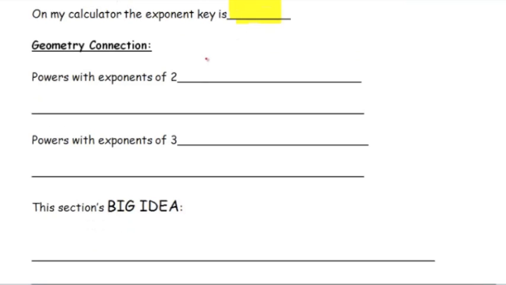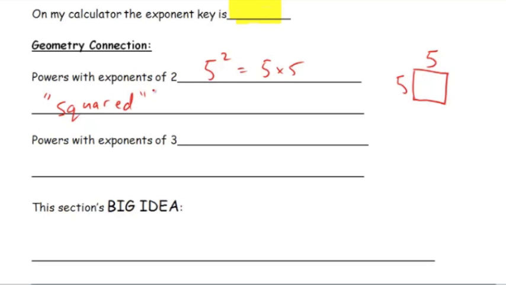Okay, just a couple of geometry connections here. Powers with the exponent 2, like 5 to the power of 2, is written as repeated multiplication as 5 times 5. We can think of that as being a square with a side length of 5. And the way that we would talk about this is to say, okay, well, this is just 5 squared. And that's analogous to, or also known as, finding the area of a two-dimensional shape.